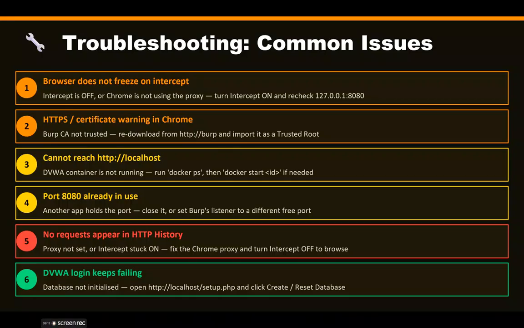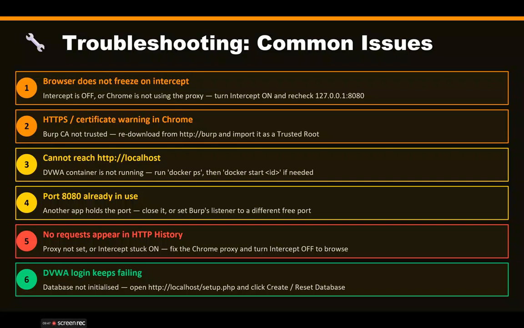If something doesn't work, it's almost always one of these. Browser doesn't freeze on intercept. Either intercept is off or Chrome isn't actually using the proxy. Turn intercept on and recheck the proxy. Getting an HTTPS or certificate warning? Burp CA isn't trusted. Re-download it from http://burp and import it as a trusted root.